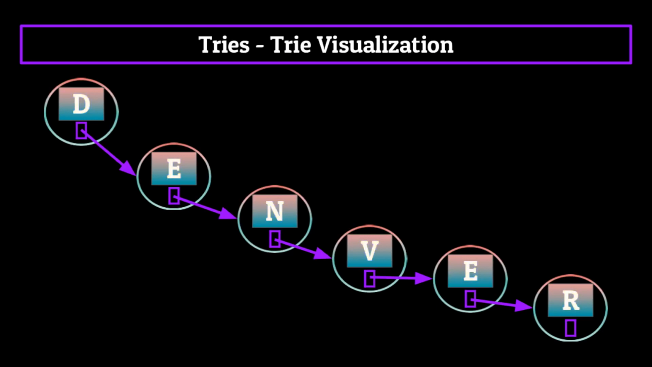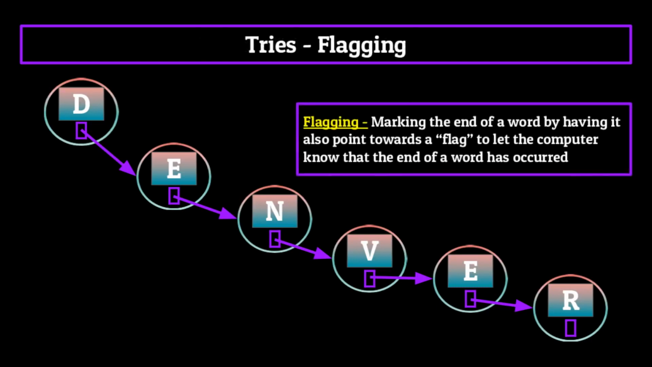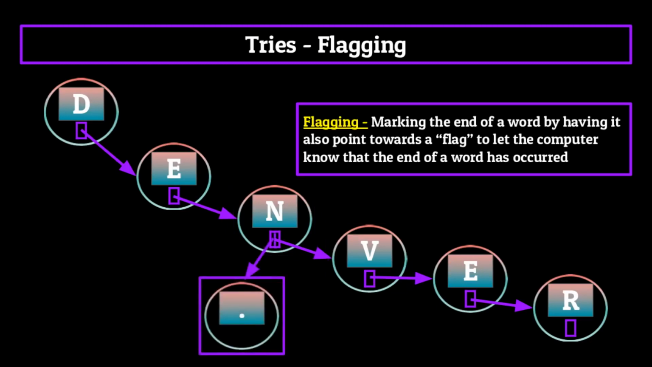Well, there's actually a pretty simple fix to this, and it's known as flagging. We simply mark the end of the word by having it also point towards a flag to let the computer know that the end of a word has occurred. So in our Denver example, not only would the end node's array contain pointers to whichever characters follow it, it would also contain a pointer to a node with a flag to tell the computer to stop there. In this case, I've just chosen a period as the flag.